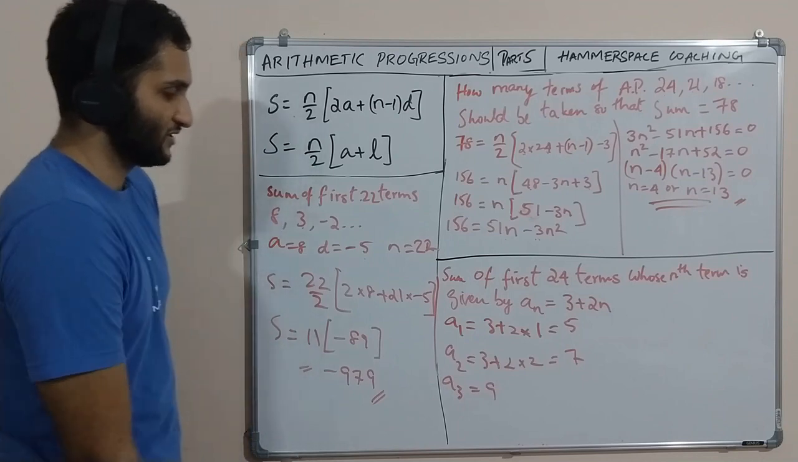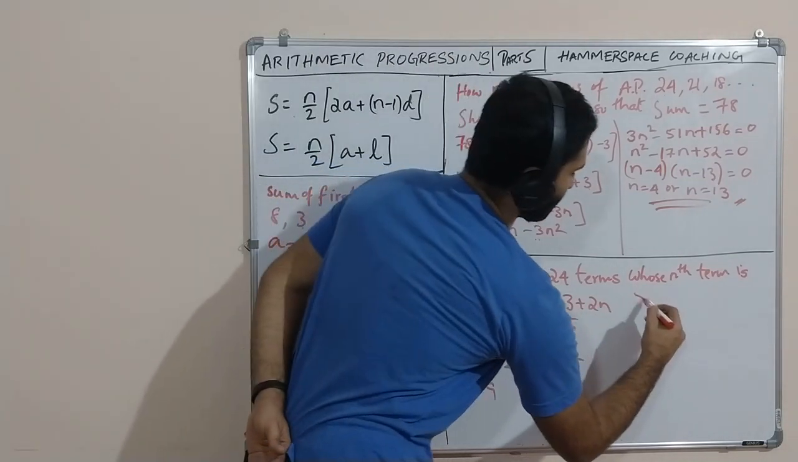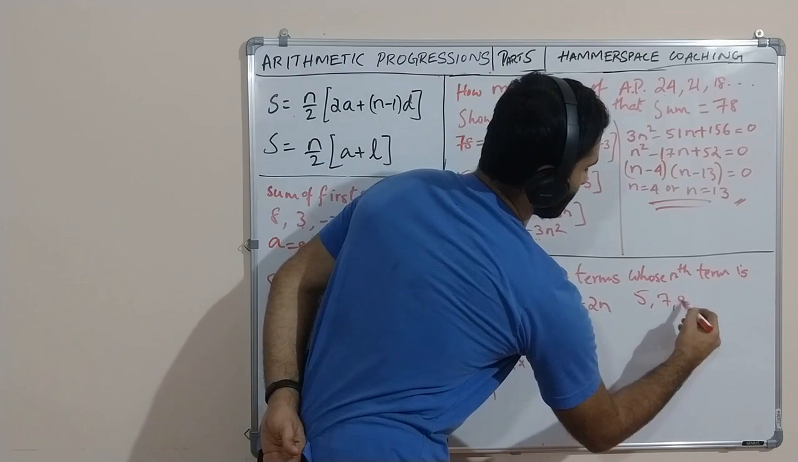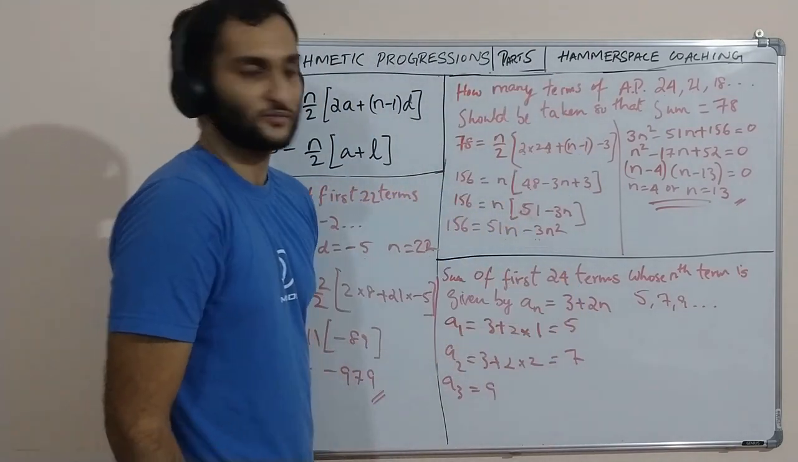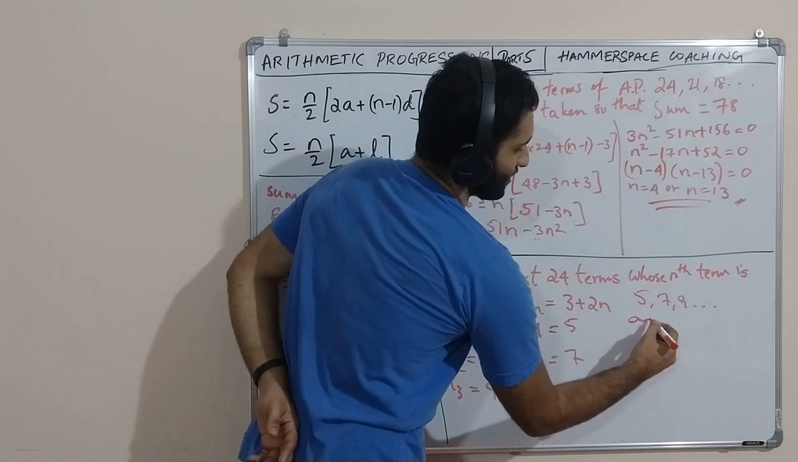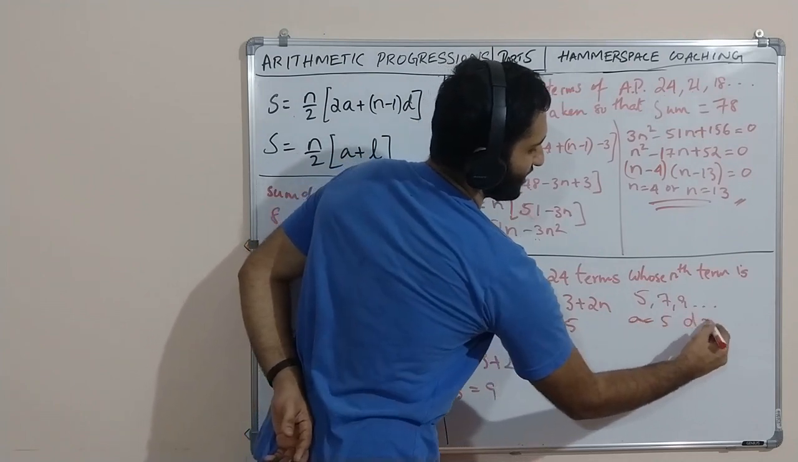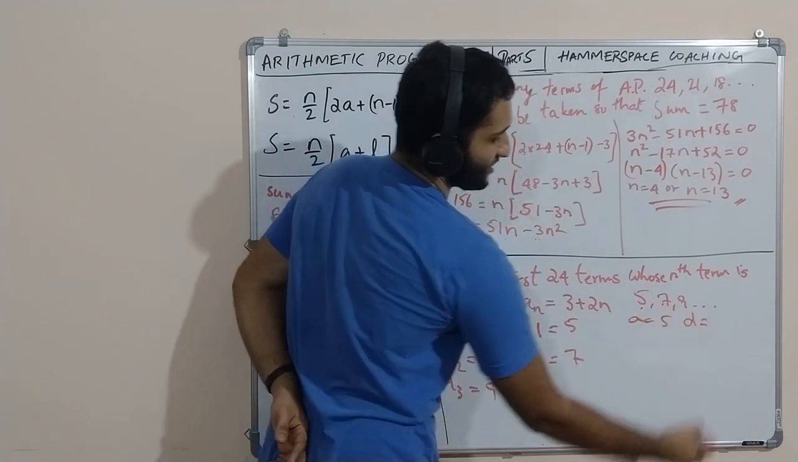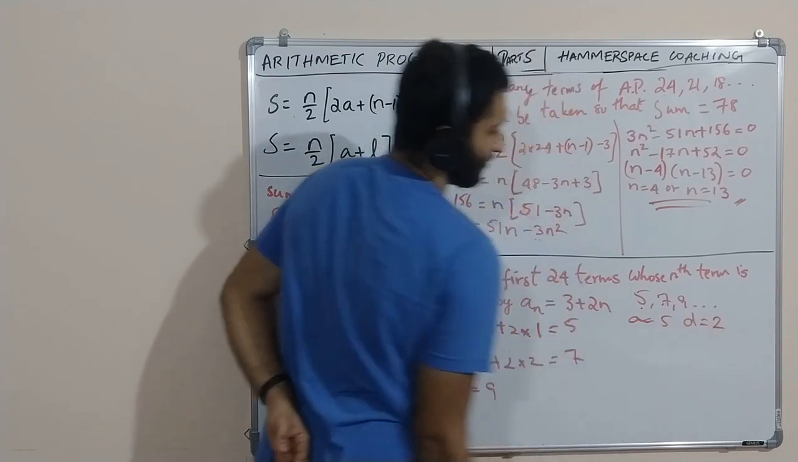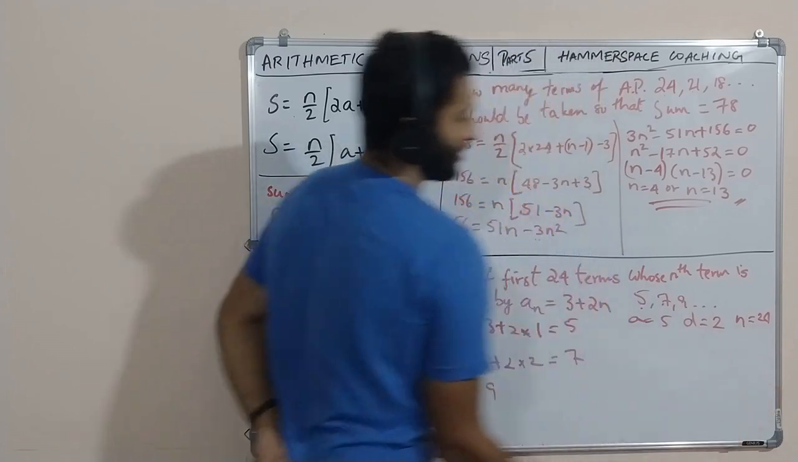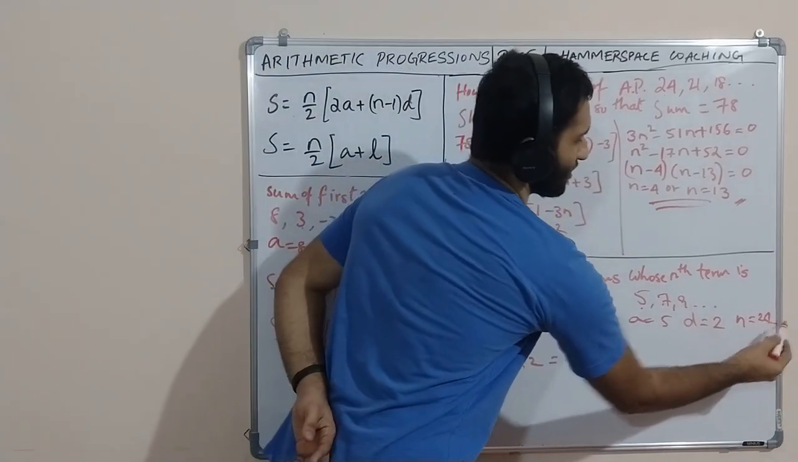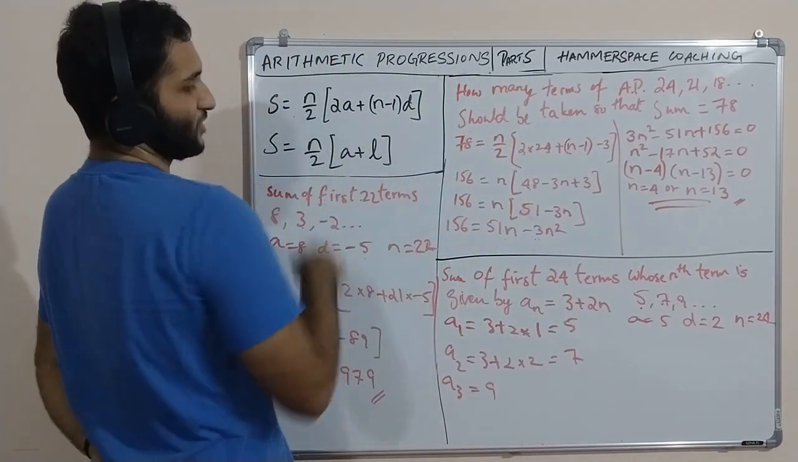So what is the AP? AP is 5, 7, 9, dot dot dot. So sum of first 24 terms. What is A? A equal to 5. What is D? D equal to 7 minus 5, which is 2. What is N? N equal to 24. Do we know the last term? We do not know the last term. So use the same formula.